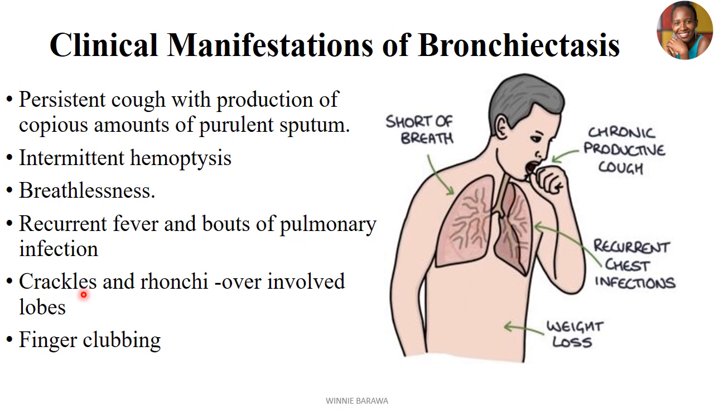Then we have crackles and rhonchi when you do lung auscultation over the lobes that have been affected. And in extreme cases, our client can present with finger clubbing. The presence of finger clubbing shows extreme impaired gaseous exchange or extreme impaired tissue perfusion, and in this case you need to initiate supplemental oxygen administration to help with regaining the oxygen levels in the blood. So here are the summarized symptoms: shortness of breath or difficulty in breathing, chronic productive cough, recurrent chest infection, and instances of weight loss.